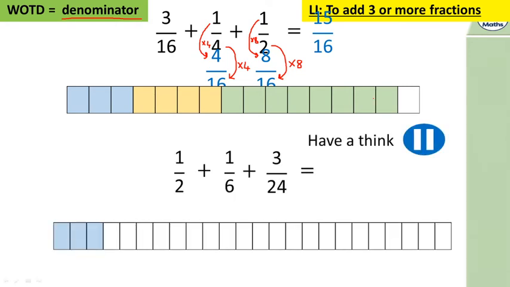Right, so this is the same type of question. And you can see by the number of parts it's divided up into what it wants you to make the denominator. It wants you to make the denominator 24. So what is 1/2 in 24ths? What is 1/6 in 24ths? And then add them together, see what answer you get. So pause the video and have a go at that question.